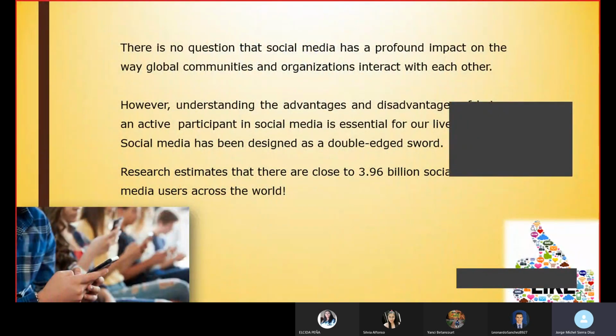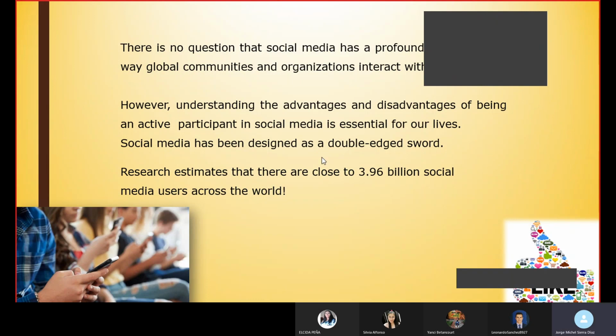On social media sites, people may develop different profiles or also communicate with friends or maybe strangers. Also doing research and sharing photos, music, videos, and more. This research estimates that there are close to 3.96 billion social media users across the world.